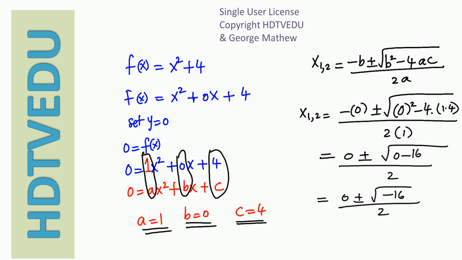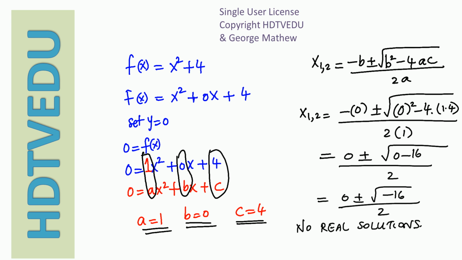The square root of negative 16 does not exist. It is not a real solution. What does that mean to us? It means that the graph really does not touch the x-axis. X-intercepts are where the graph touches the x-axis. So no x-intercepts means what? The graph does not touch the x-axis.